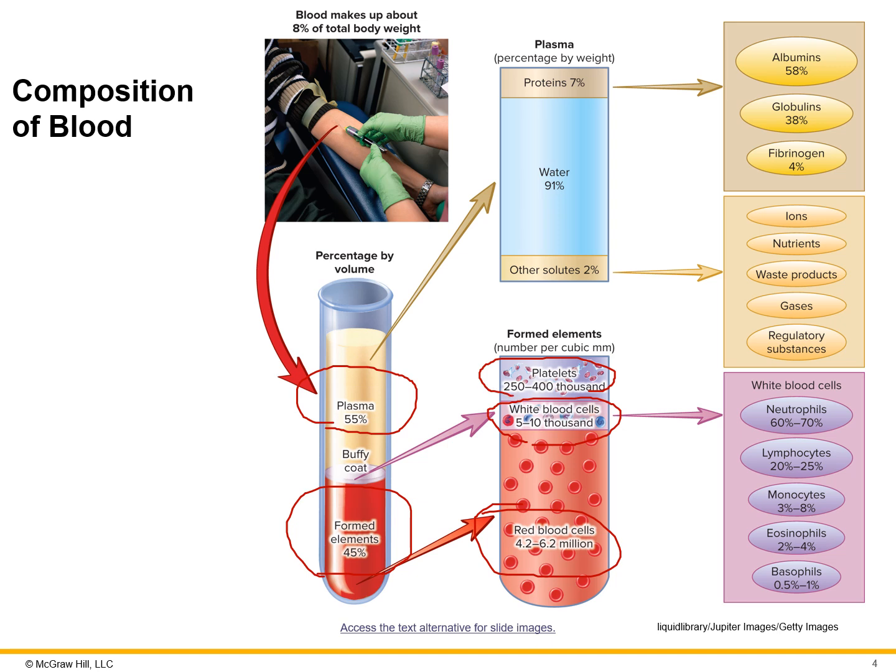Now within the plasma, we have a few different things. Most of it is water. So of that 55%, the majority is water, but there are also some various proteins found in the blood that include things like albumins, globulins, and fibrinogen that's important in clotting. And then just some other solutes, again, think about that transporting things that are soluble like ions, nutrients, that waste or gases, those regulatory substances, those are dissolved inside of that plasma.